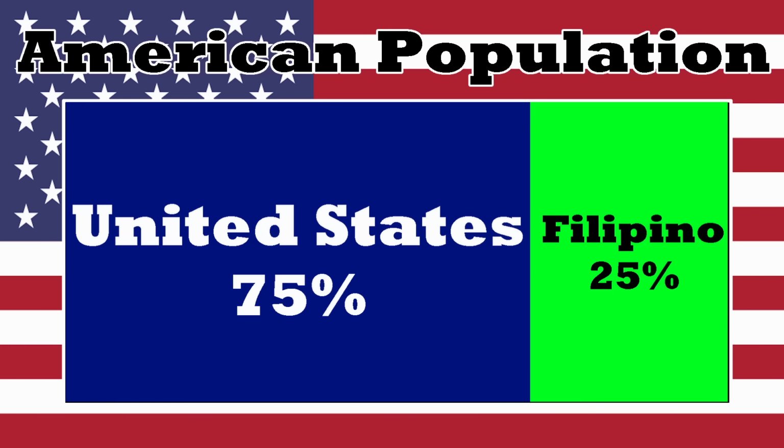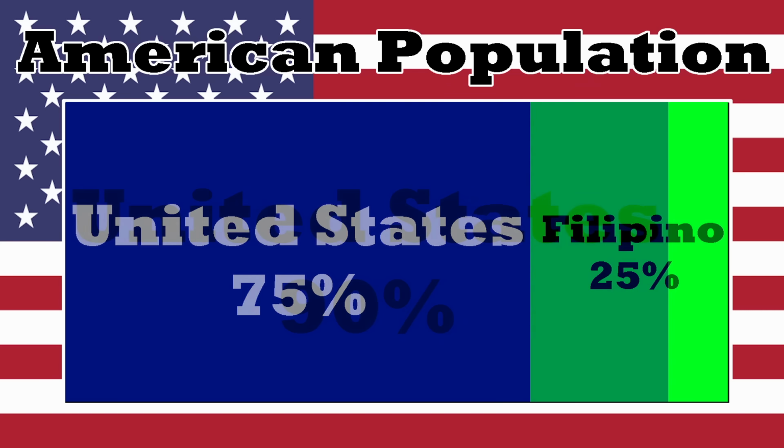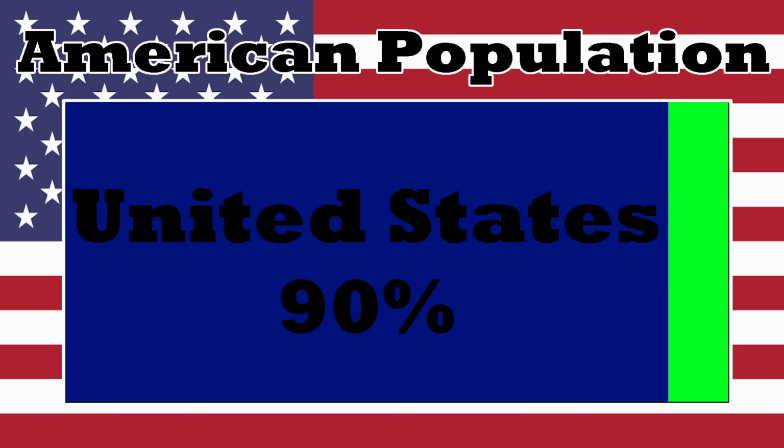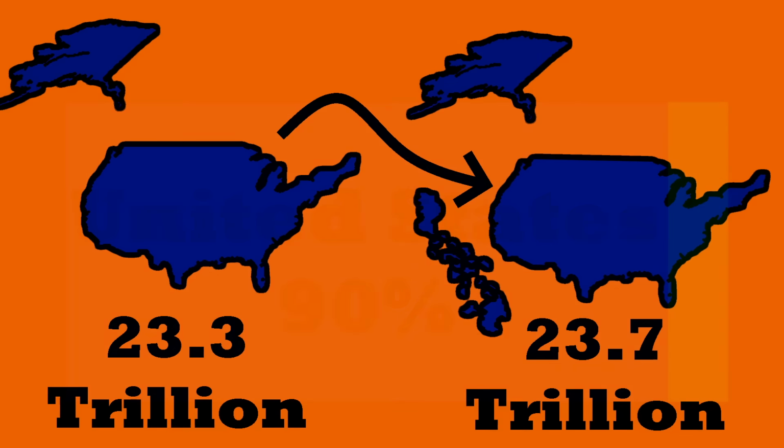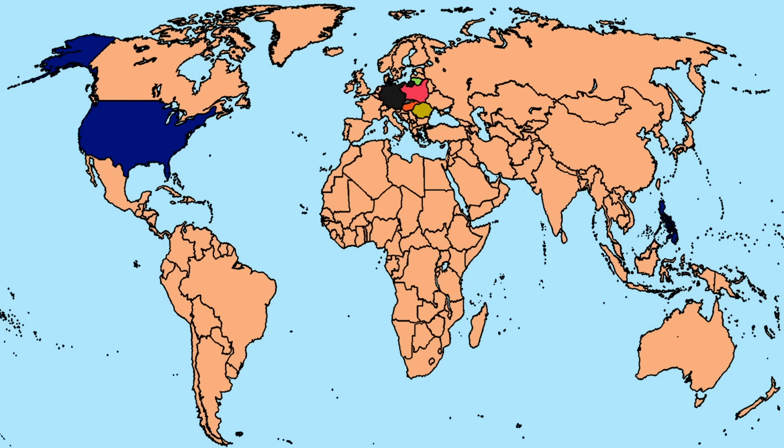This is a radical change from real-life 1939, when the Philippines accounted for only 10% of the American population. In terms of GDP though, pretty much nothing has changed, with only a 2% increase for the Americans, showing the immense wealth difference between the regions. Next up, the British Empire, the true behemoth of the era.